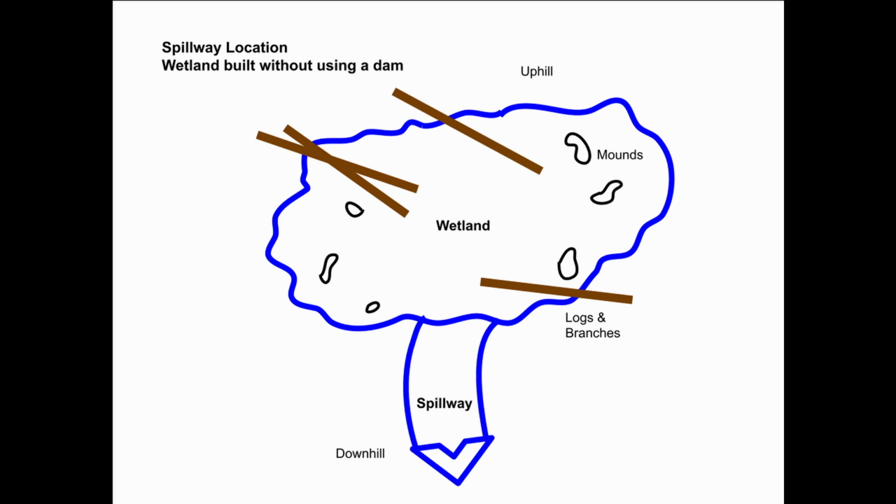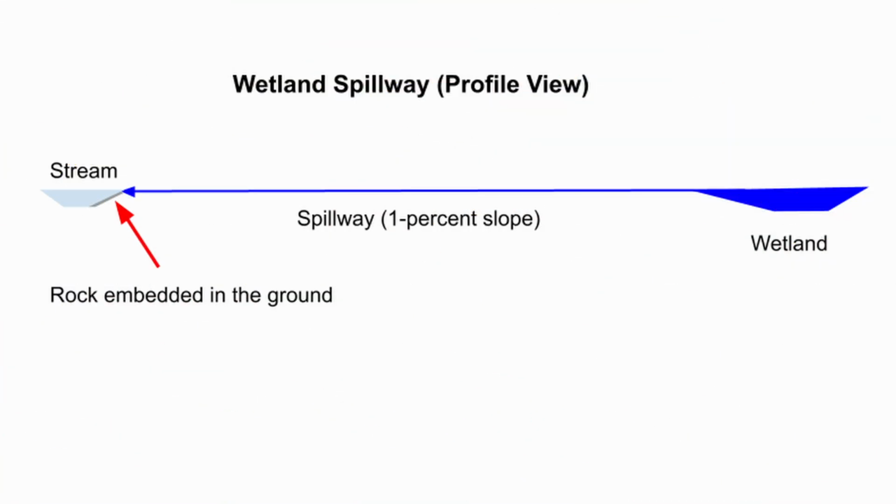Water is flowing out of the wetland at the lowest point along the edge of the wetland that was built. The spillway should be built to have a slope of 1% or less. This means that there should be no more than a 1 foot change in elevation for every 100 foot length of stream that is built for the spillway.